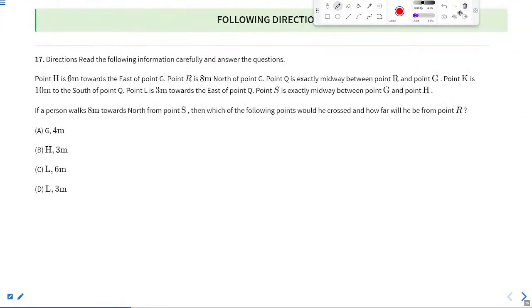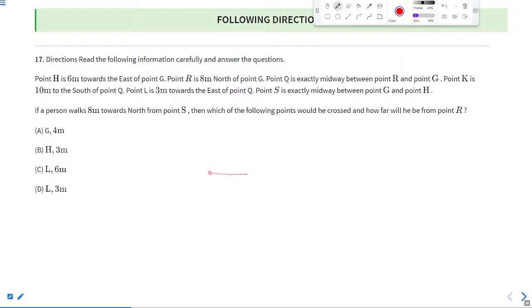Read the following information carefully and answer the questions. Point H is 6 meters towards east of point G. Point R is 8 meters north of point G. Point Q is exactly midway between R and G. K is 10 meters to the south of point Q. L is 3 meters towards the east of point Q. S is midway between G and H. If a person walks 8 meters to the north from point S, then which of the following points will be crossed and how far will he be from point R?